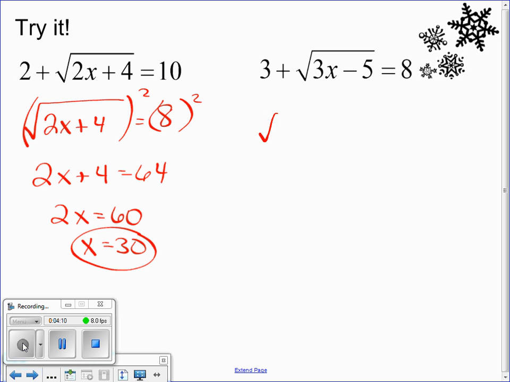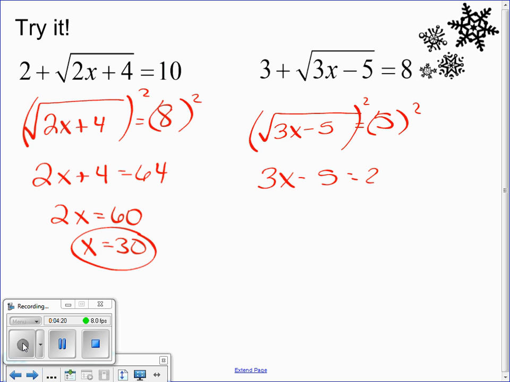Over here, subtract 3. So radical 3x minus 5 equals 5. Square both sides. So 3x minus 5 equals 25. So 3x equals 30. x equals 10. And then we double check it. We get 30 minus 5 is 25. Square root is 5 plus 3 is 8. So we know it works. How are we doing on the real basic ones? Good? All right.